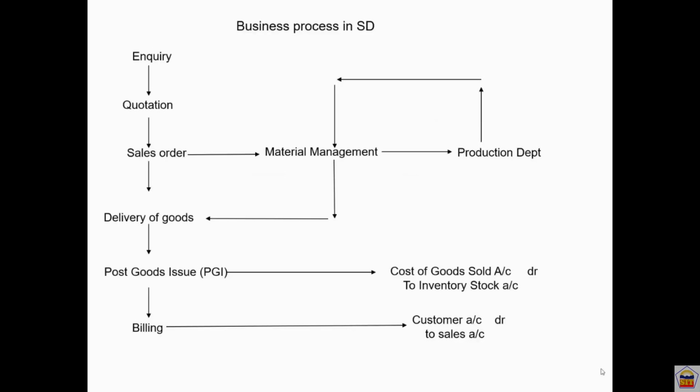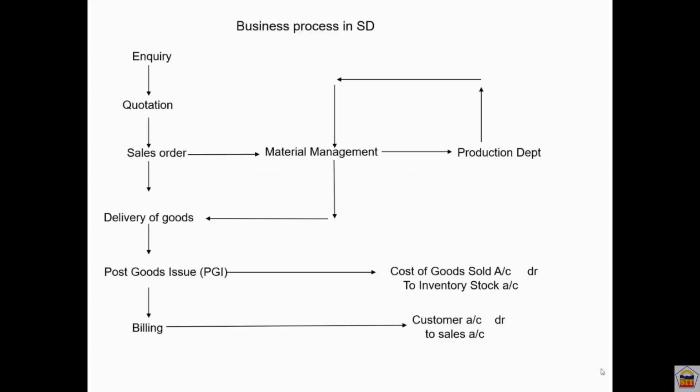Then after the PGI, we have the billing, and at the time of billing also we have an accounting entry. What is the difference between the first and second entry? The second entry, which we do at the time of billing, is our revenue. With PGI, we are just debiting our cost of sale, whereas at the time of billing, we are creating our sales, and we are debiting the customer.